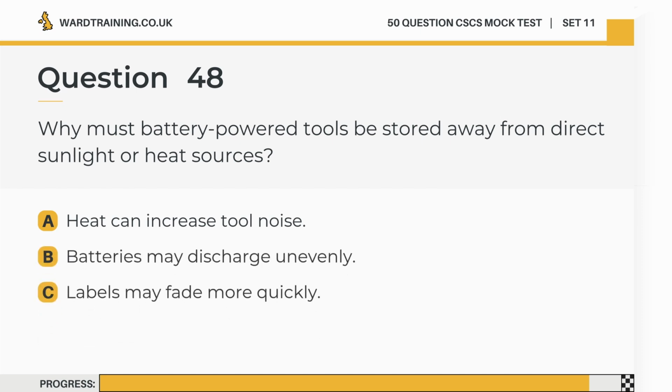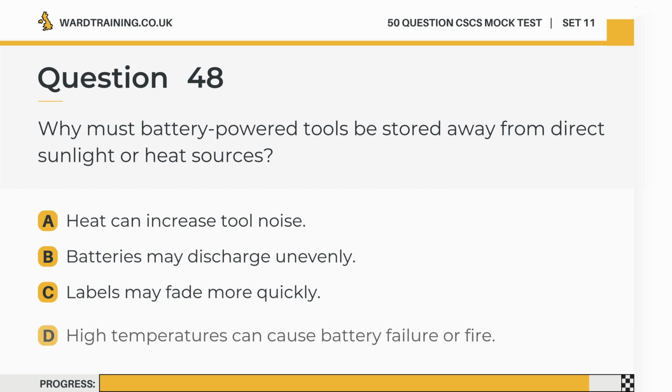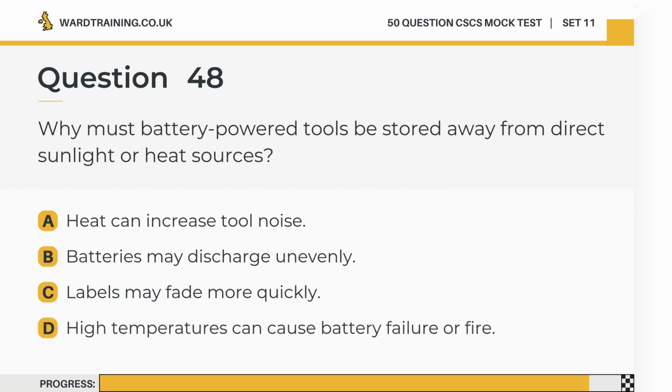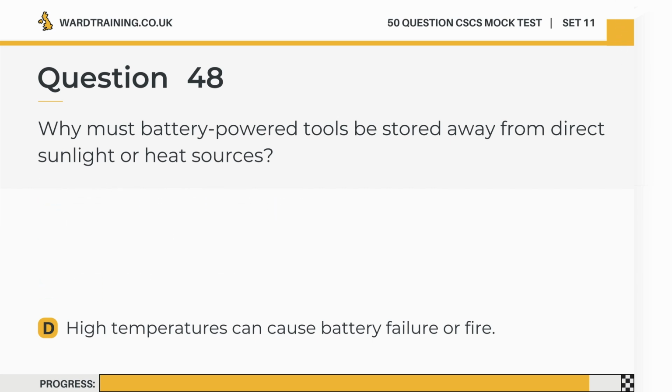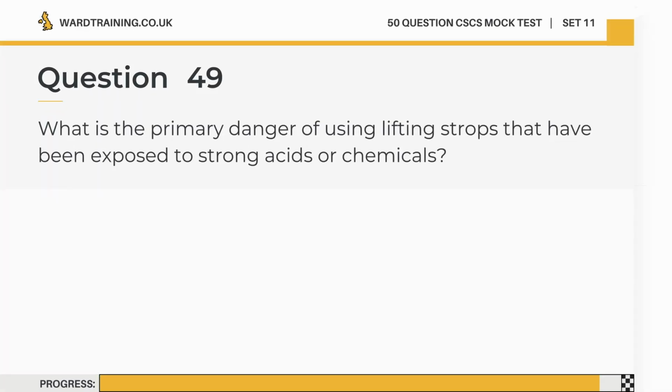C. Labels may fade more quickly. D. High temperatures can cause battery failure or fire. The correct answer is D. High temperatures can cause battery failure or fire. Question 49. What is the primary danger of using lifting strops that have been exposed to strong acids or chemicals?